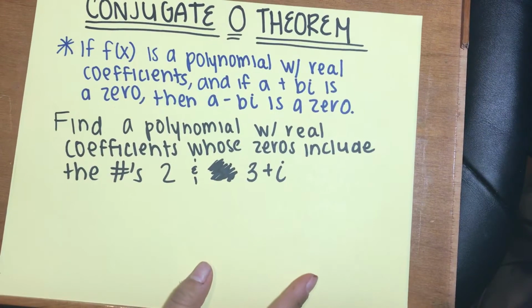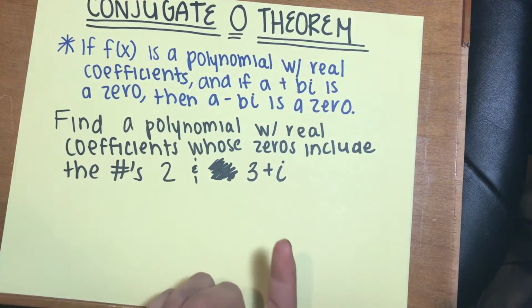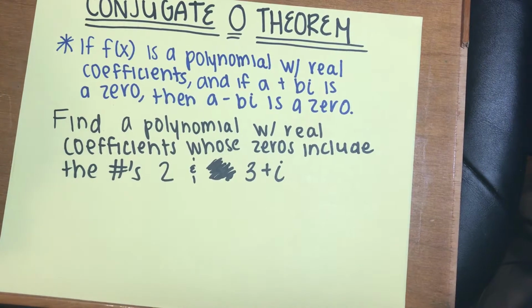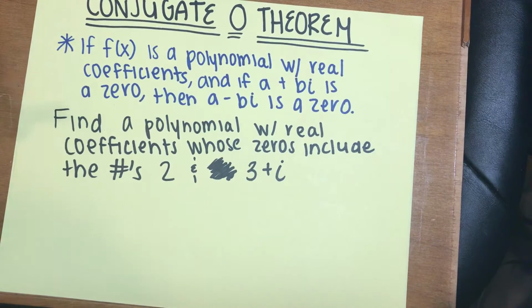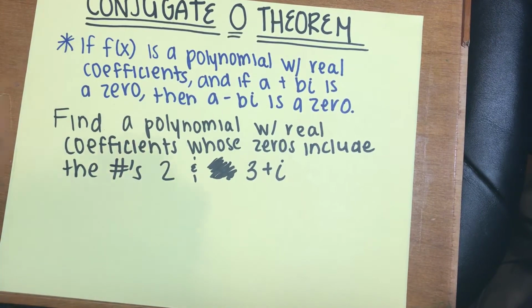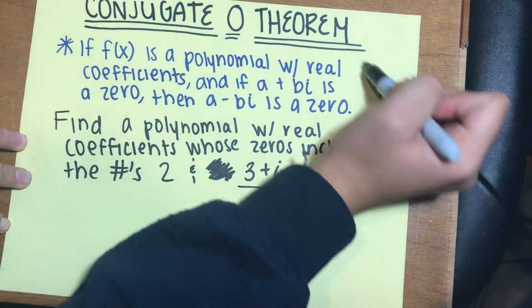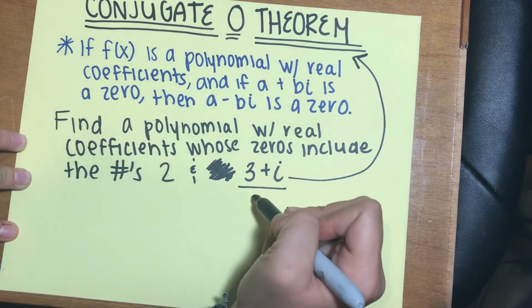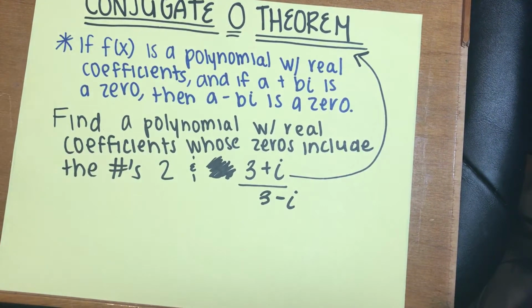Okay, so in this example, we are going to find a polynomial with real coefficients with zeros that include 2 and 3 plus i. So in this equation, we're going to use the conjugate zero theorem, which basically states that if a zero is 3 plus i, then its conjugate, 3 minus i, would also have to be a factor of the polynomial.